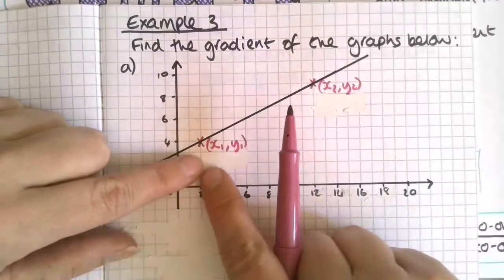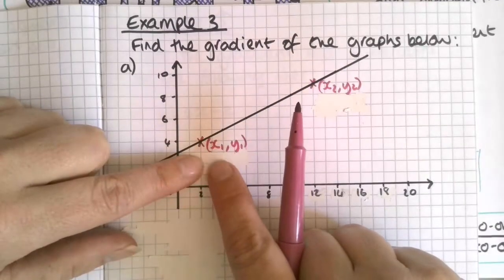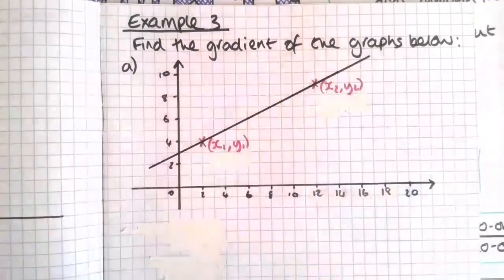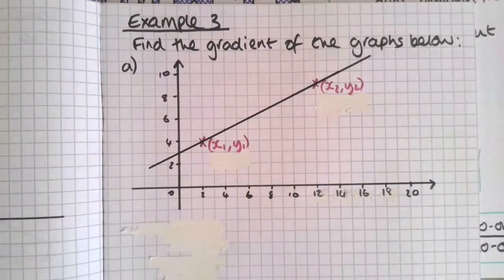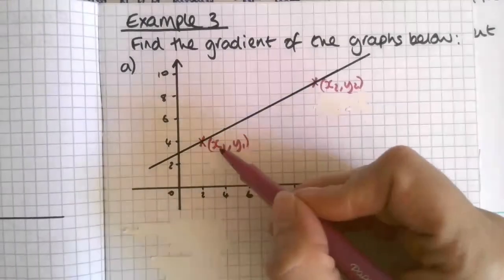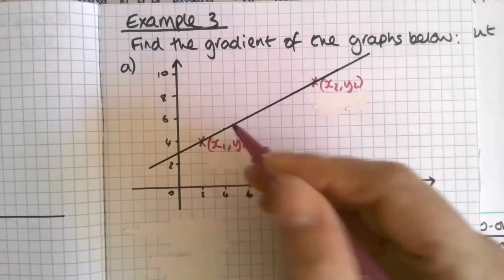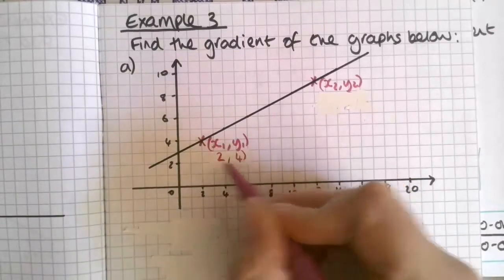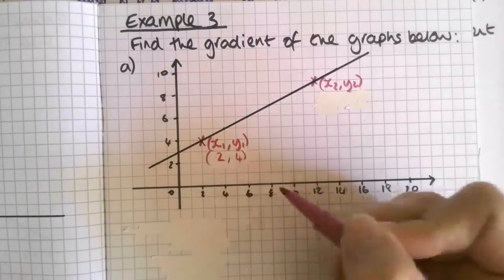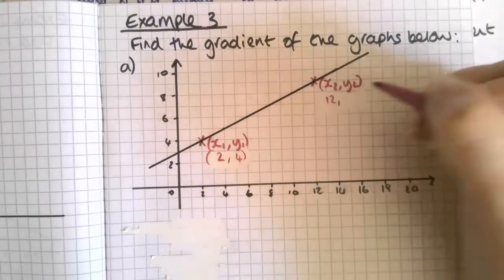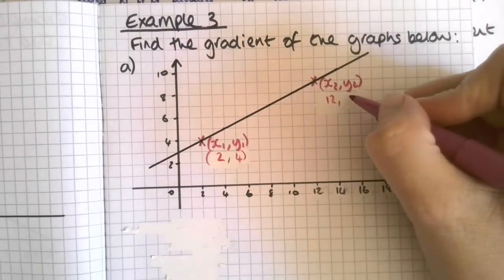So this was the first point I chose, and it's x1, y1, and this is the second point, and it's x2, y2. Now, underneath those labels, I like to write out the coordinates because it really helps me in the next step. So for here, the x coordinate is 2, and the y coordinate is 4. So now I know x1 is 2 and y1 is 4. For this one, the x coordinate is 12 and the y coordinate is 9.